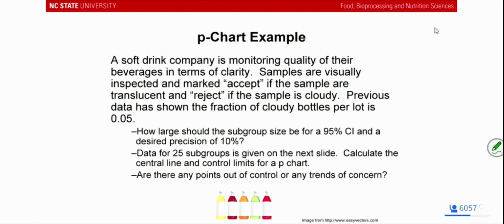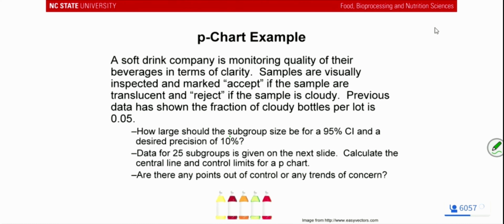Anyways, previous data has shown the fraction of cloudy bottles per lot is 0.05. So our first question is, how large should the subgroup size be for a 95% confidence interval and a desired precision of 10%? So I think we have everything we need to figure out what our subgroup size should be.